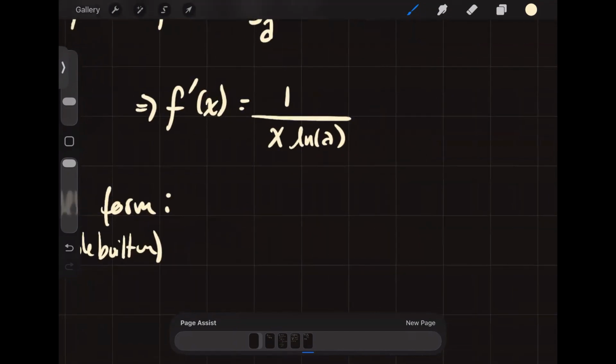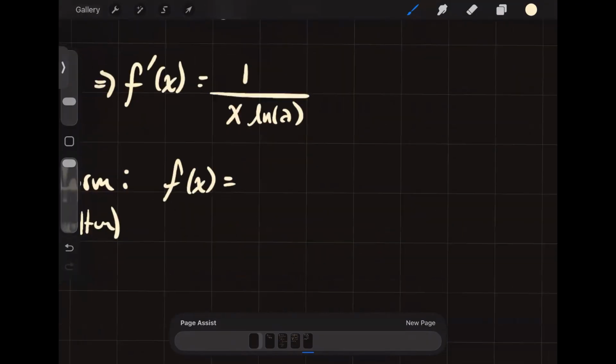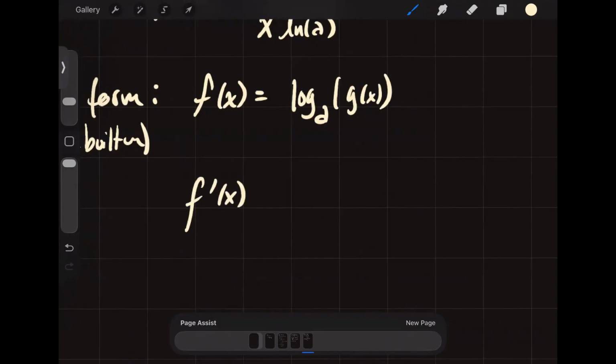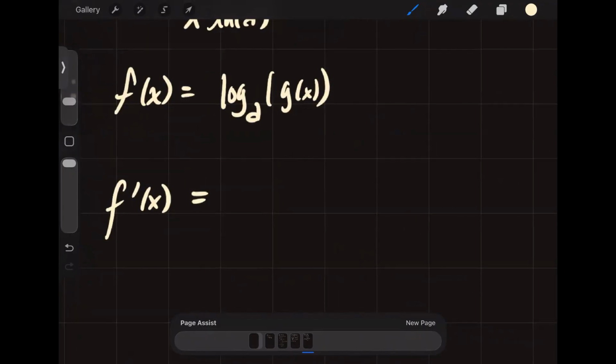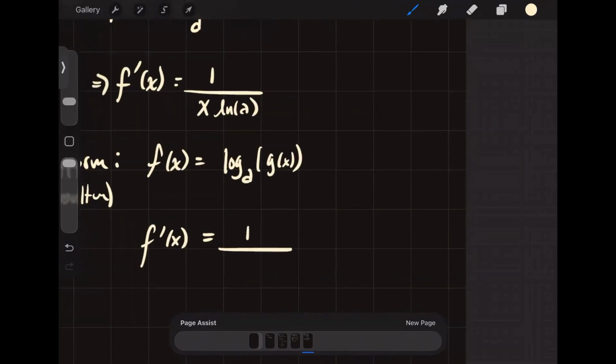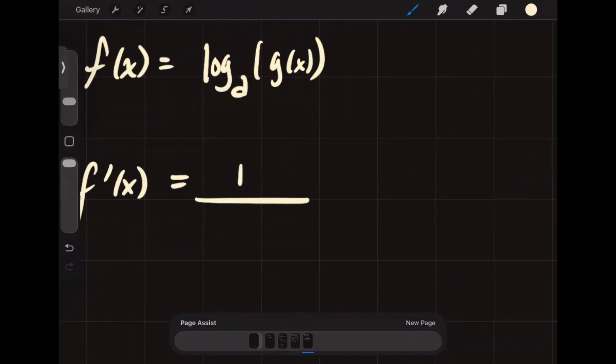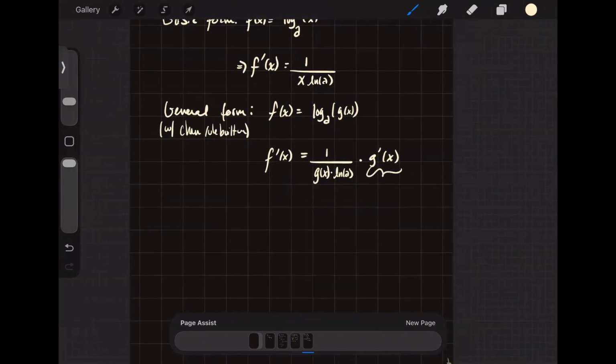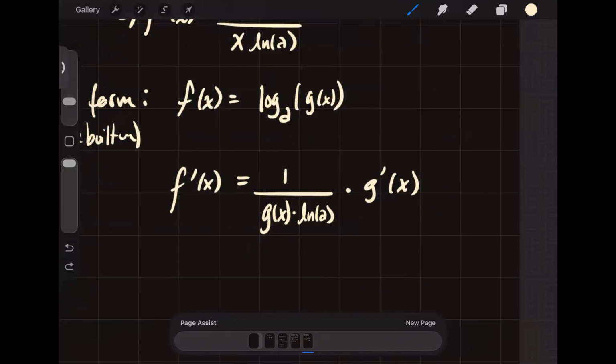is going to be, if f of x is equal to log base a of g of x, like that, then f prime of x is going to equal 1 over, well, the inside, leave the outside alone. So 1 over g of x ln a times g prime of x. And that's your built-in chain. Okay. Again, feel free to color code it. I personally like to.